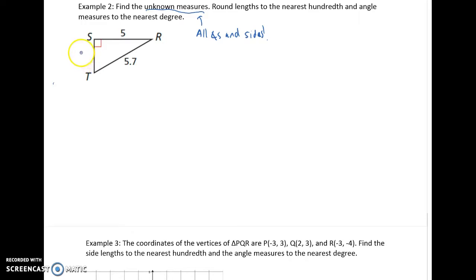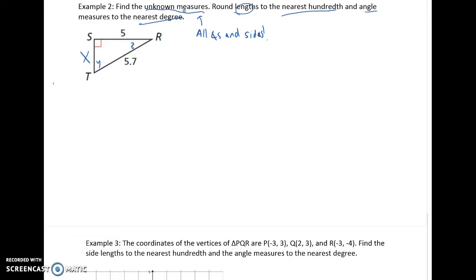So I'm missing the side ST, I'm missing angle T, and I'm missing angle R. So I just went ahead and called them x, y, and z so I know for myself what I'm missing. But for these types of problems, you have to go through and see what it is you need to find. Okay, make sure you're rounding lengths to the nearest hundredth, and angles to the nearest degree. So reading all the way through. And again, it's up to you how you want to find this stuff.